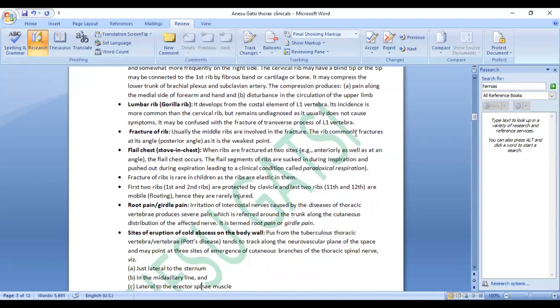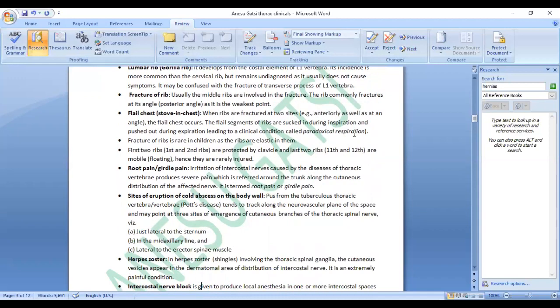You then have severe pain, which is referred around the trunk along the cutaneous distribution of the affected nerves. This condition is known as root pain or girdle pain. That is irritation of either the intercostal nerves or even the spinal segments posteriorly. Then you have the pain being referred anteriorly to the skin that is supplied by these root nerves.